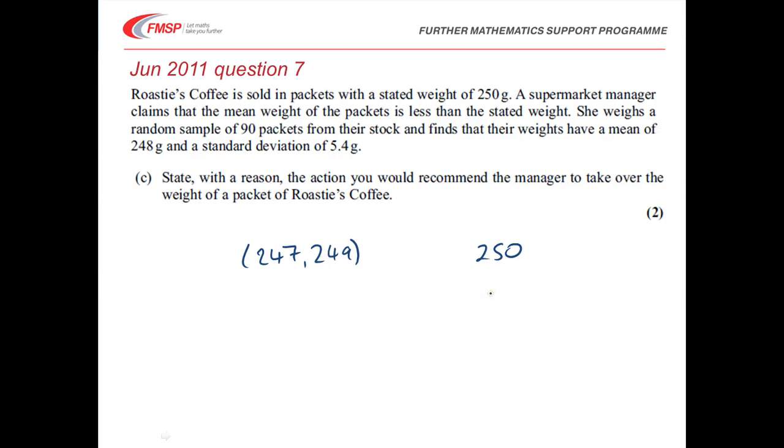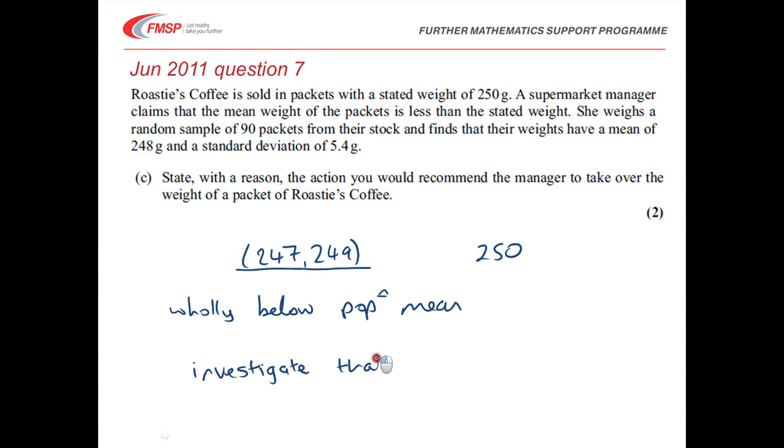Now this is similar in a way to doing a hypothesis test. Because it's wholly below the population mean, that's what we're looking for, 250, we've got some evidence to suggest that based on this sample, the weight of the packet is under 250 grams, and that's because the confidence interval is completely below 250. So I would be asking the manager to investigate. I'd be asking him to investigate that the stated weight is too high, or something along those lines.